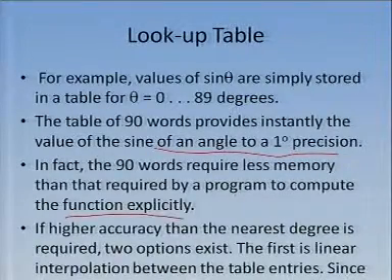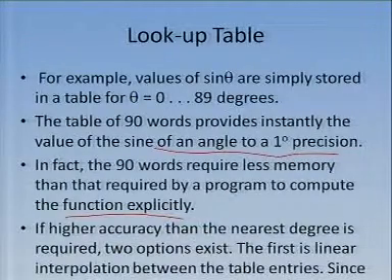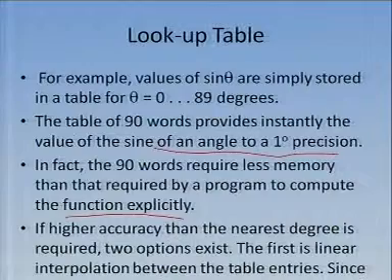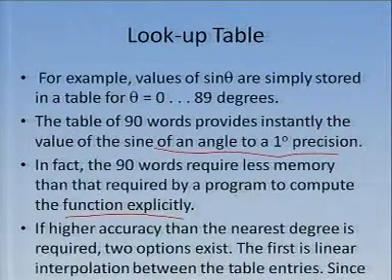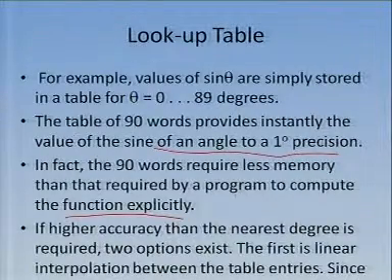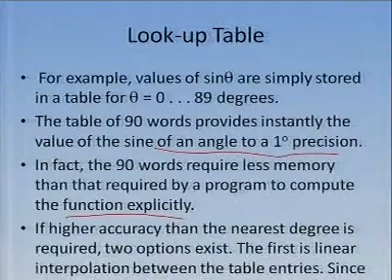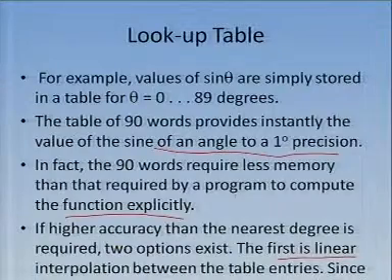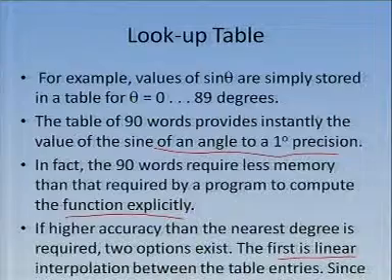Then if higher accuracy than the nearest degree is required, two options exist. As I was going to tell you, if you need a value between 0 and 0.1, on my screen it is 0 and 1 degree, then you have two options. First is the linear interpolation. What is linear interpolation? You must be knowing it, but just to confirm, let me briefly explain it.